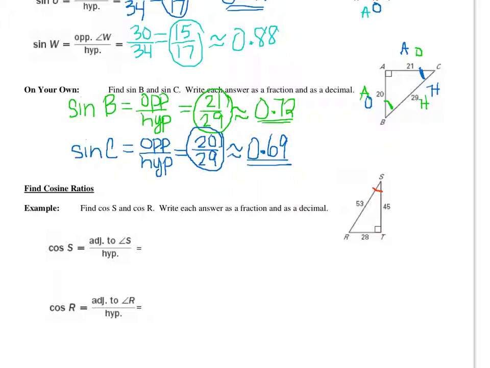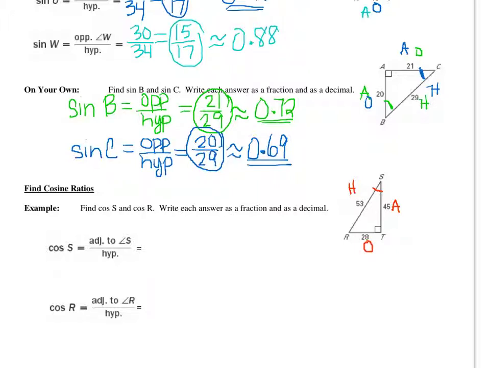I'm going to put my H for my hypotenuse. So across from my right angle is the side 53. Right next to my angle S is 45, so that's my adjacent side. And across from my angle S is length 28, that's my opposite side.